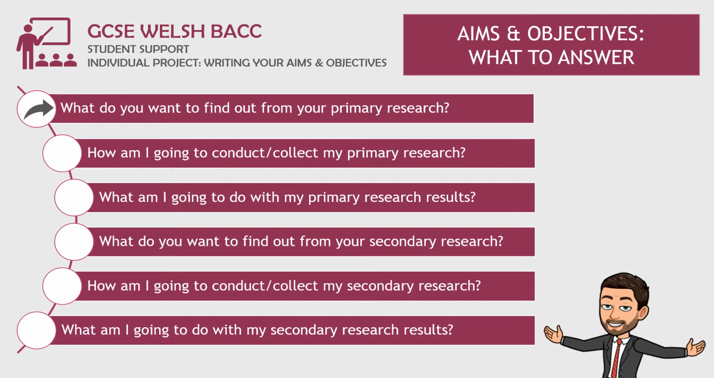Remember that primary research is research that you conduct. Secondary research, which we'll explain later on, is research that's already been done and research that you'll find on the internet and that you use in your project.